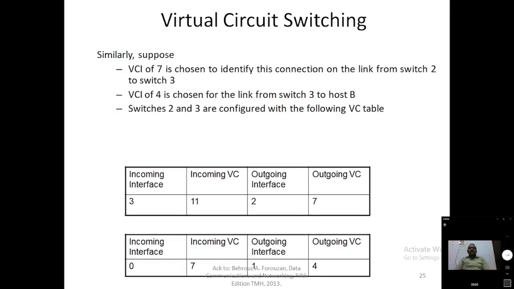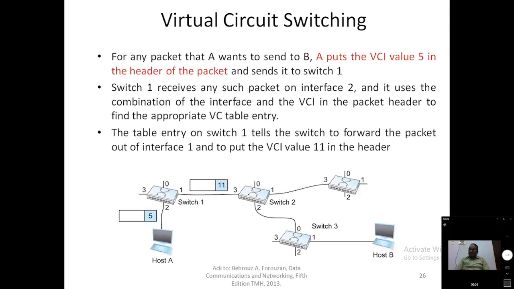And similarly, suppose we assume that a VCI of 7 is chosen to identify the connection from switch 2 to switch 3, and a VCI of 4 is chosen for the link from switch 3 to host B. Then the virtual circuit tables of switches 2 and 3 are shown below. The first table shows the VC table of switch 2, where the incoming interface is 3, the incoming VCI is 11, the outgoing interface is 2, and the outgoing VCI value is 7. And similarly, the VC table for switch 3 has incoming interface 0, incoming VCI value 7, outgoing interface 1, and outgoing virtual circuit identifier value 4.